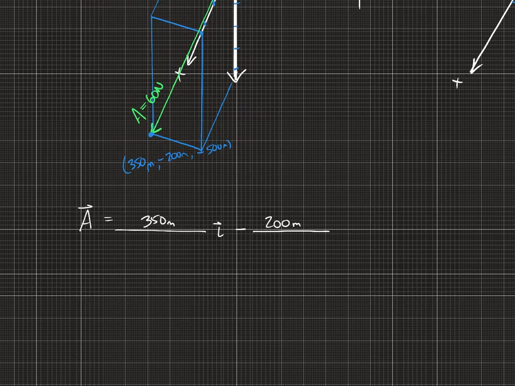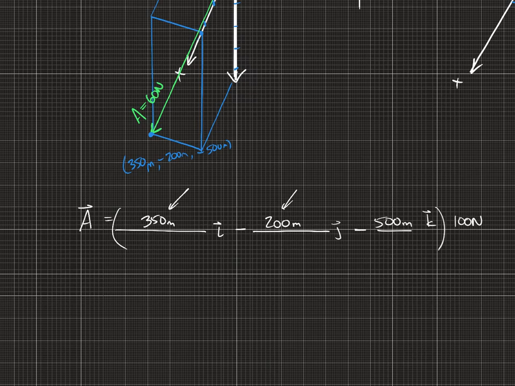And then in the k direction, I'm going to go 500 meters in the k direction. Okay? I'm going to multiply all of that by 100 newtons. Right? So what I'm doing is I'm going 350 meters in the x direction for every bit I go in the diagonal. Okay? I'm going 200 meters in the negative y direction for every bit I go in the horizontal, and I'm going 500 meters in the negative vertical direction for something in the diagonal. So we need to know that diagonal distance.